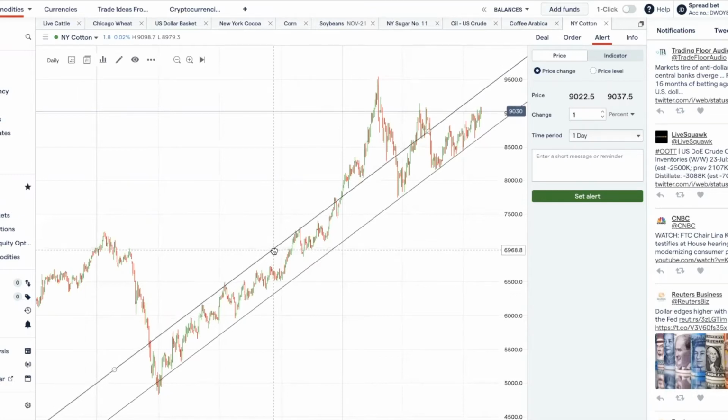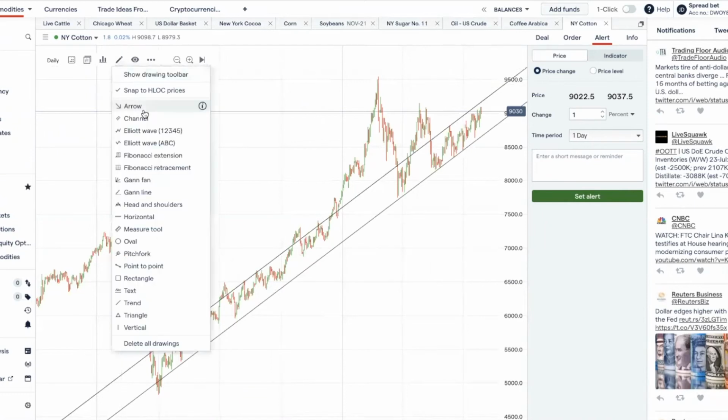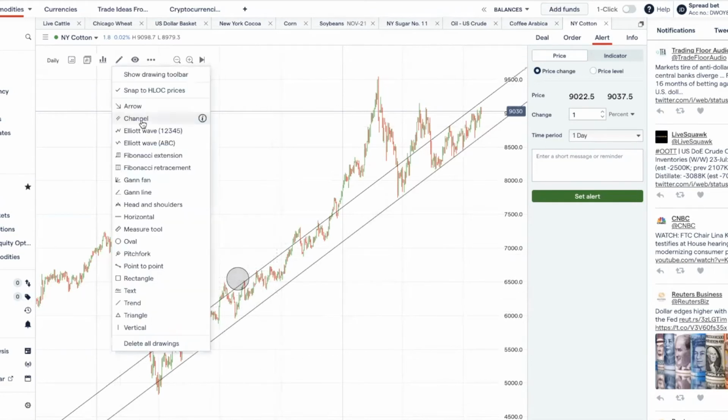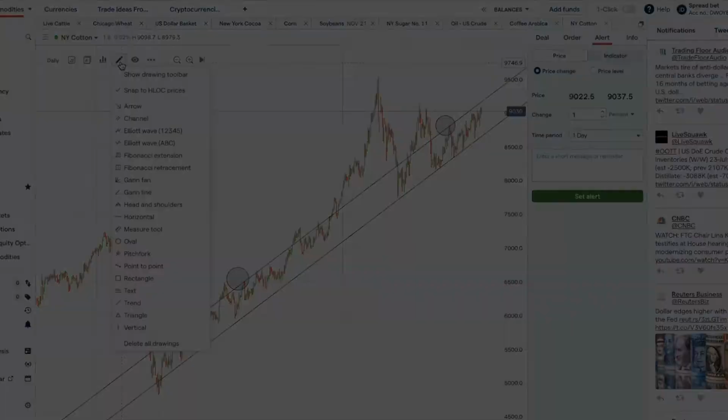Now the key here when using the parallel line is to try and capture as many points or candlesticks within the trend channel as possible. The more reference points you have, the stronger the correlation, and the more you will see the market respecting the channel that you have formulated.